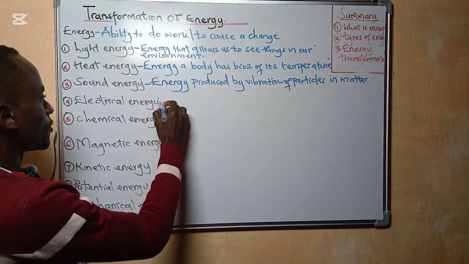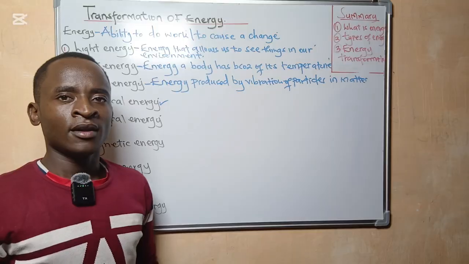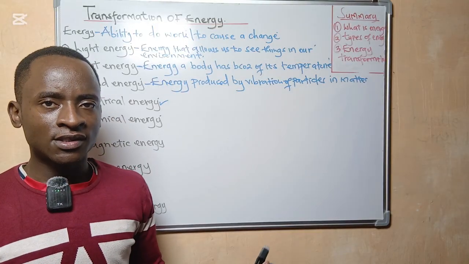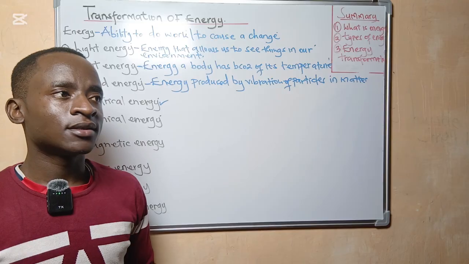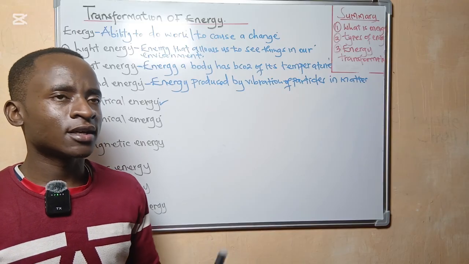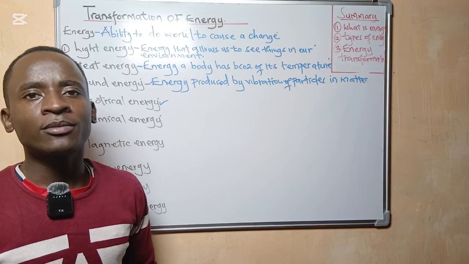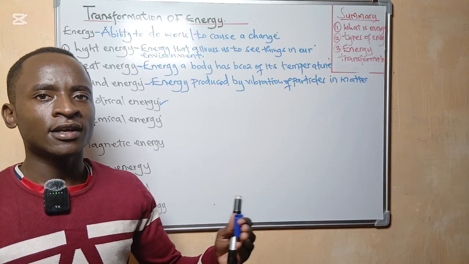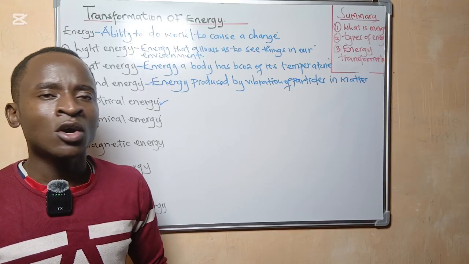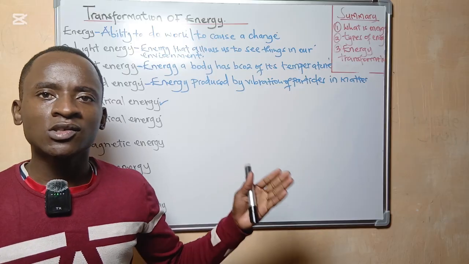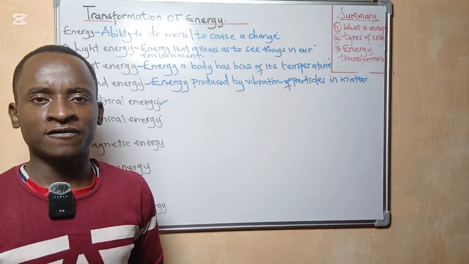Now we have electrical energy. In our daily life, we are using electricity in so many ways. We are using electricity to iron our clothes. We are using electricity to light the bulb. We are using electricity in industries. We are using electricity in transports. We are using electricity in so many sectors in life.